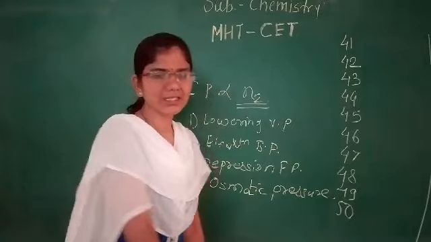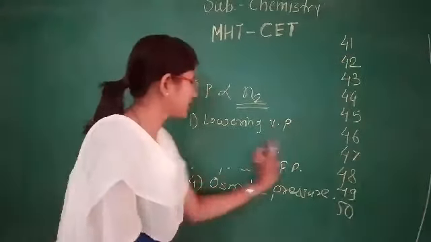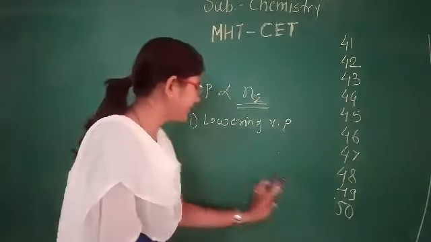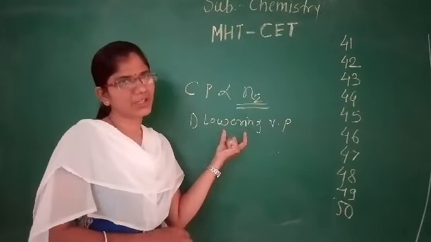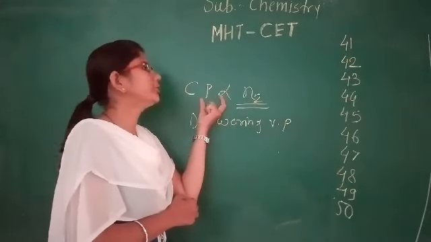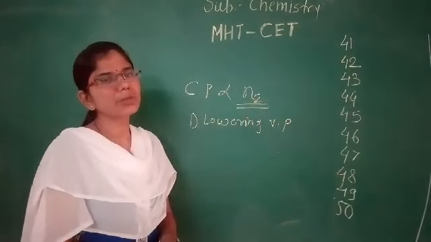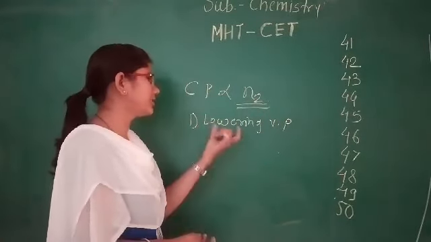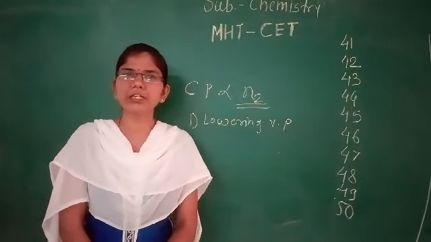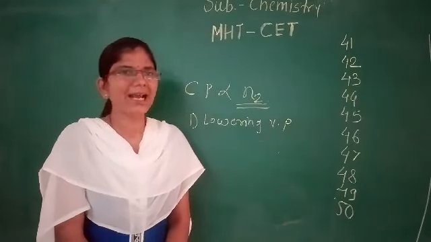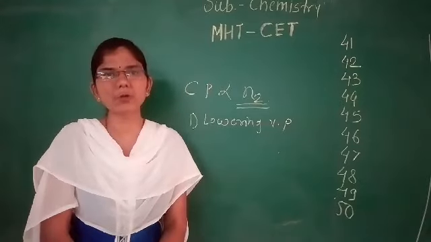But before we start the examples dependent on the lowering of vapor pressure, which is our first colligative property, we revise some points on the lowering of vapor pressure. We know that all the colligative properties depend on the number of solute particles, and therefore this colligative property also depends on the number of solute particles. And in the lowering of vapor pressure, first we have seen the Raoult's law.